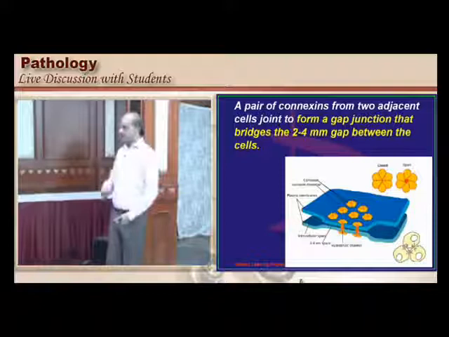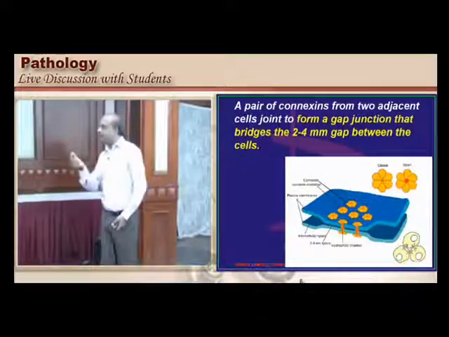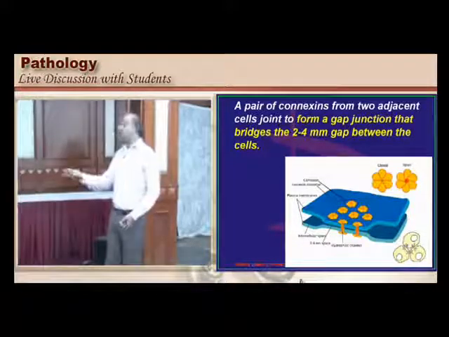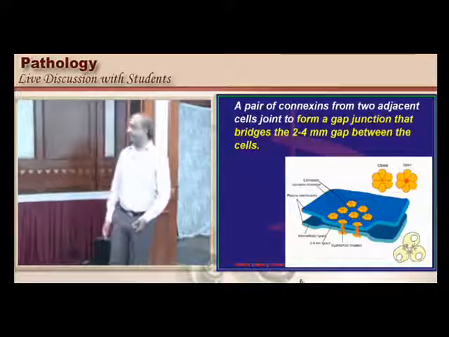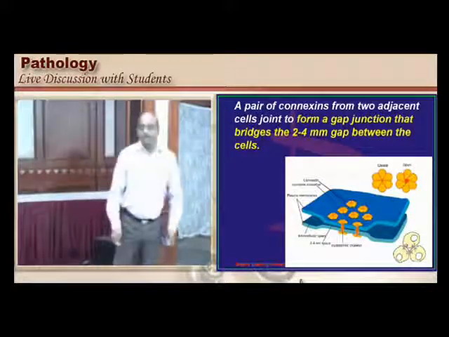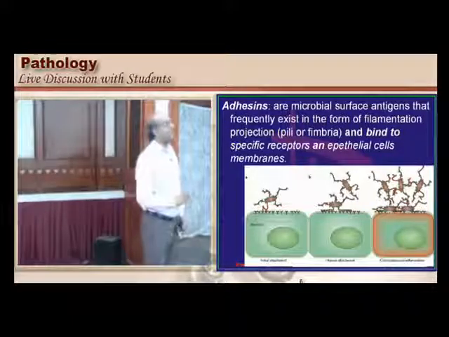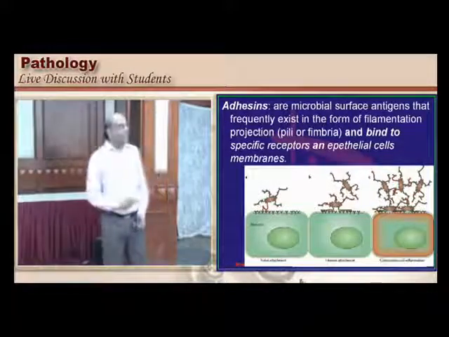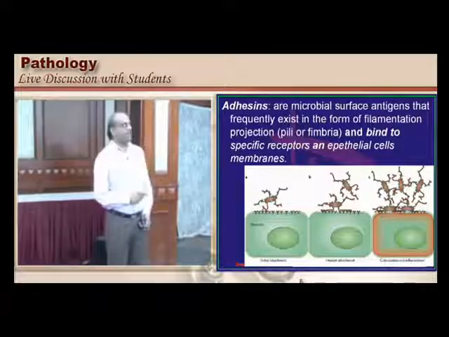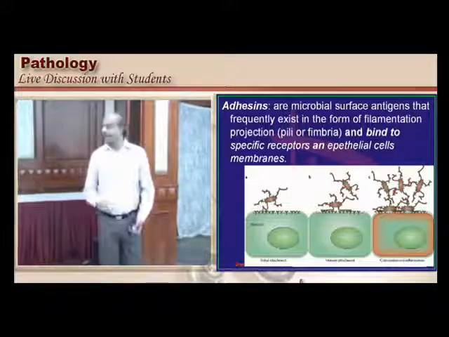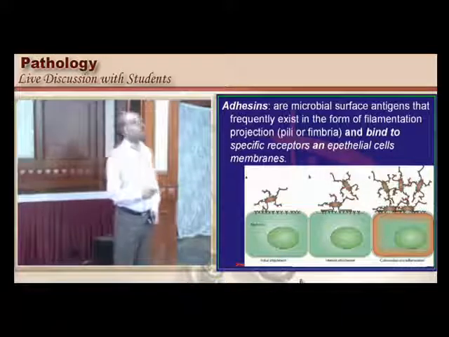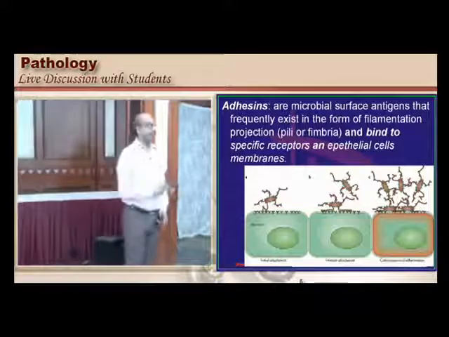Just like the buttons we put for the shirt, the role of the button is played by the connexons in the lipid bilayer, is what needs to be remembered. Then what are adhesins? Adhesins are the microbial surface antigens that typically occur in filamentous projections like pili and fimbriae, and they bind to specific receptors on the epithelial cell membranes.